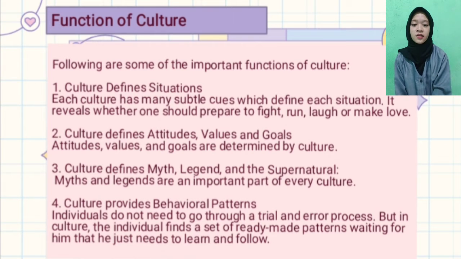The second is culture defines attitudes, values, and goals. Attitudes, values, and goals are determined by culture. Attitude is a tendency to feel and act in a certain way. Value is a measure of goodness or desire. For example, we value private property, government, and many other things and experiences. Whereas goals are achievements that, according to our values, are worth it. Winning a race by agreeing to certain goals and mocking others, culture channels individual ambition. In this way, culture determines the purpose of life.